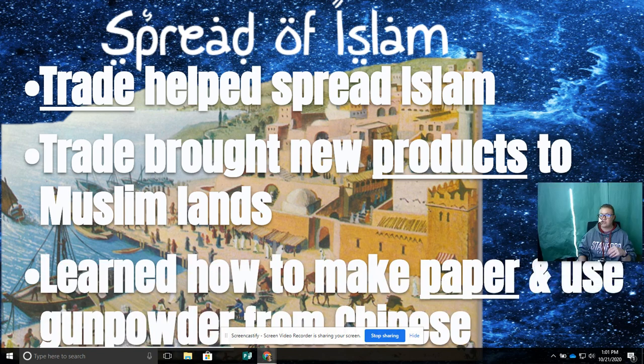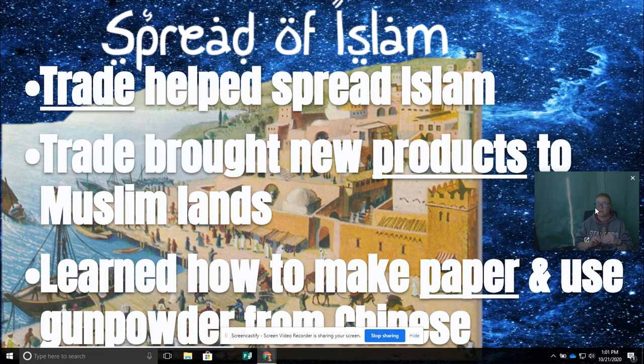Some of the things that they traded with, specifically with China, were how to make paper and the use of gunpowder, which obviously, as you need to protect your country, protect your lands, the use of gunpowder becomes much more valuable than most other products.